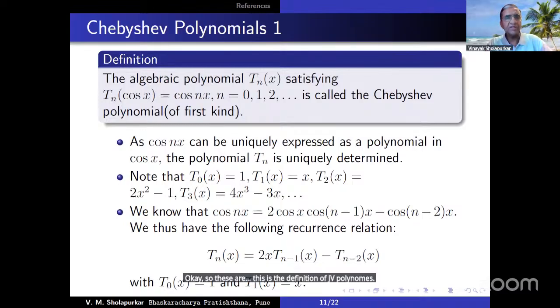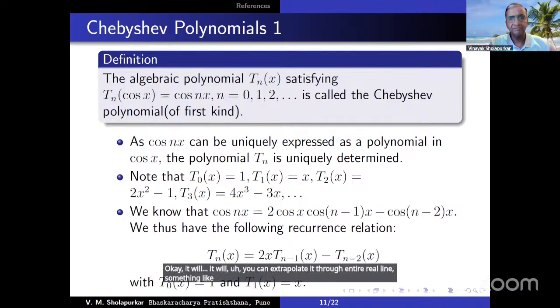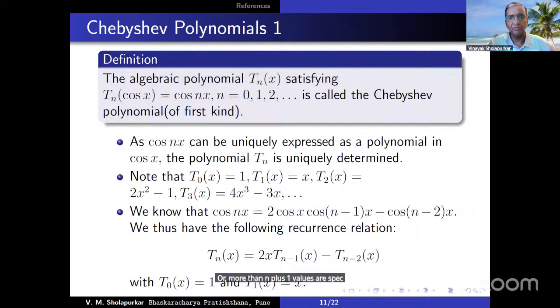And let me answer the question. On the closed interval -1 to 1, which is a continuum, you have defined the values of a continuous function. You can extrapolate it through the entire real line, something like the identity theorem, where more than n plus 1 values are specified for a polynomial of degree at most n.